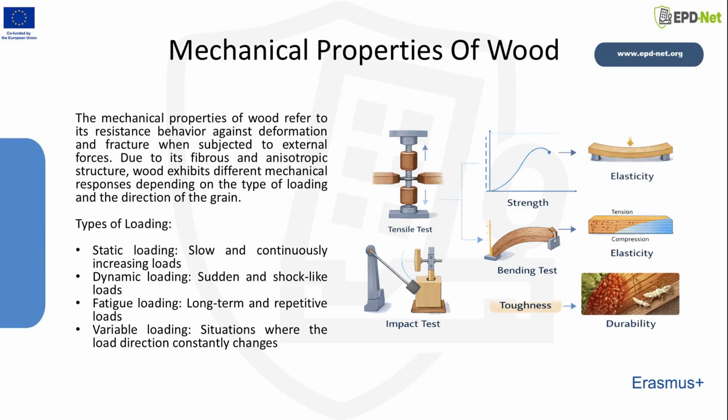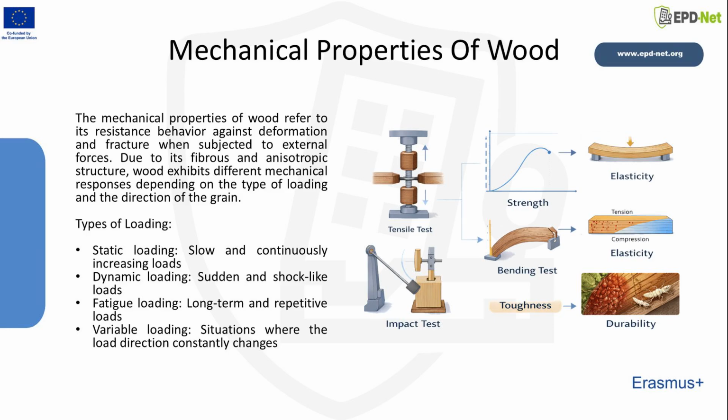The mechanical properties of wood refer to its resistance behavior against deformation and fracture when subjected to external forces. Due to its fibrous and anisotropic structure, wood exhibits different mechanical responses depending on the type of loading and the direction of the grain. This makes wood different from more homogeneous materials, such as steel or concrete.